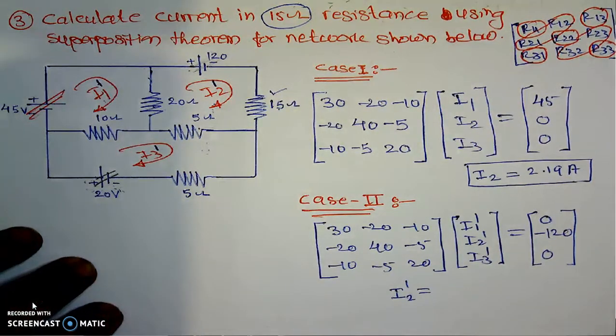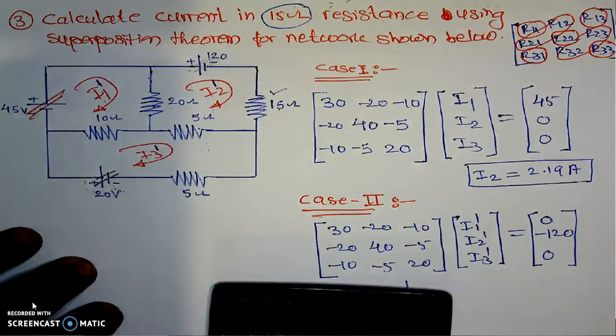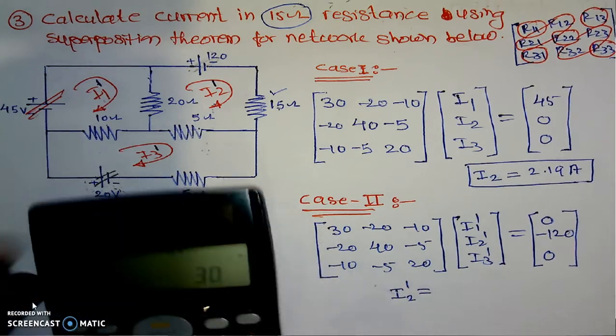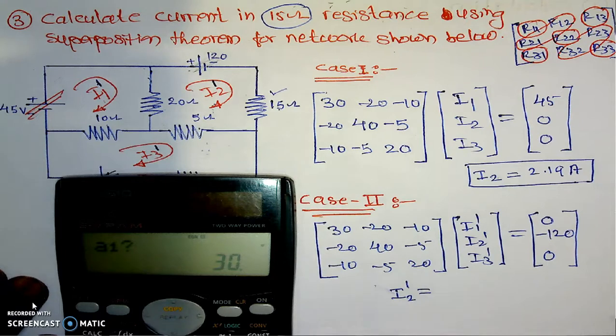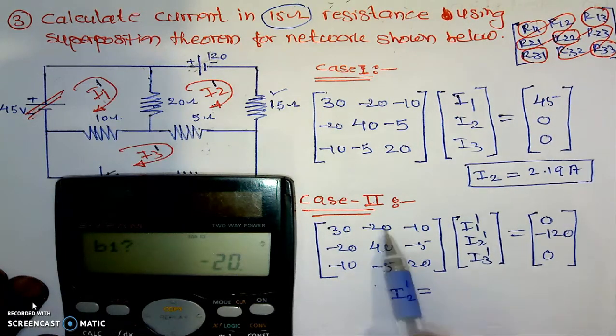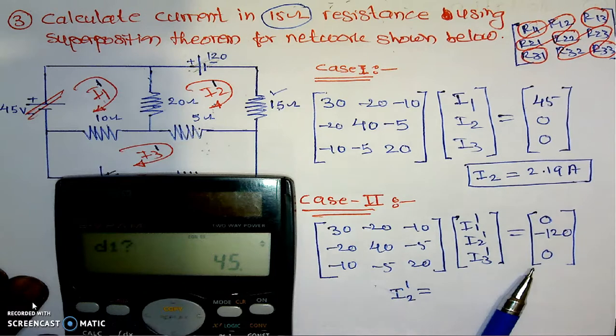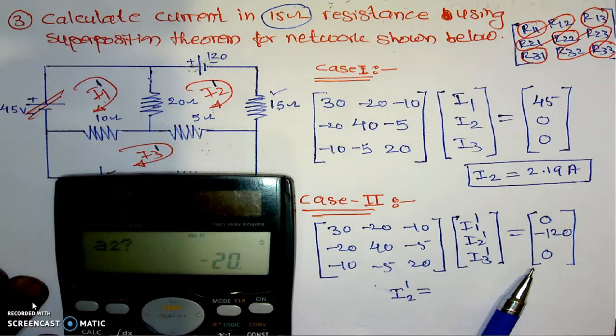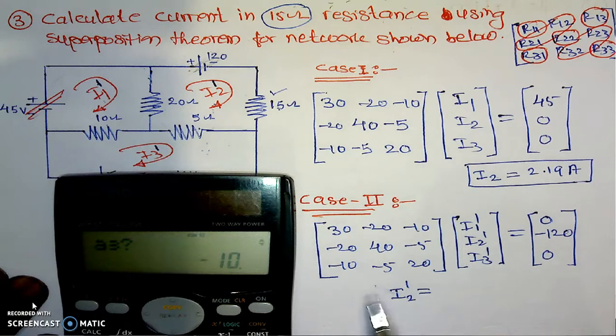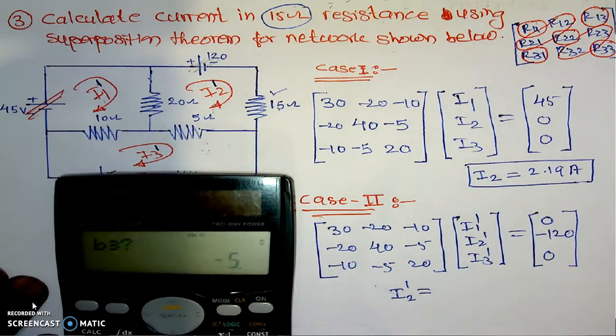Now if I am doing the calculations, A1 is 30, which I have already entered, A2 is minus 20, already entered, C1 is minus 10, and D1 was 45 in the previous case, but now I will enter it as 0. A2 minus 20, B2 40, C2 minus 5, and D2, which is minus 120. Then A3 minus 10, then minus 5, then C3 20, and D3 0. I1, the first current, we are not interested in at all. This is I2.